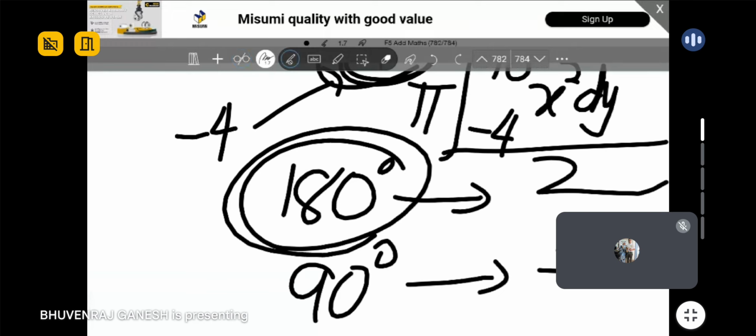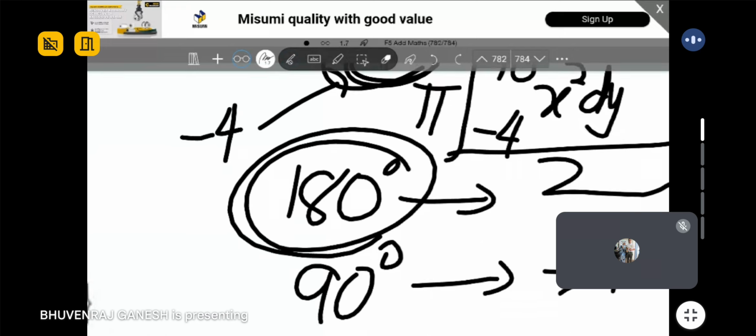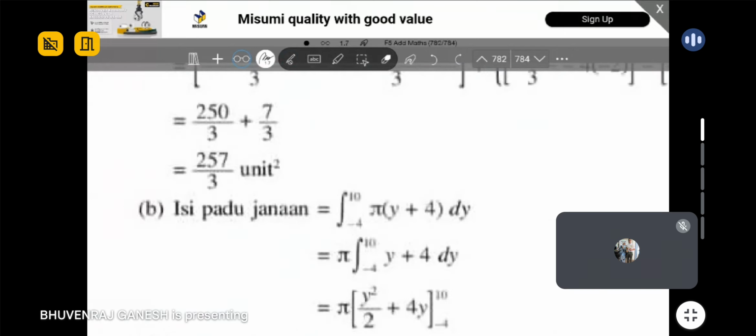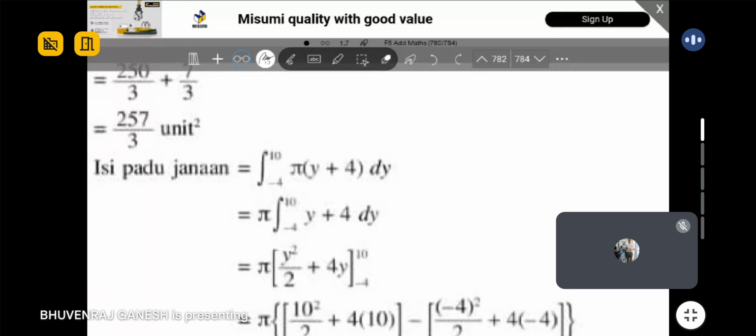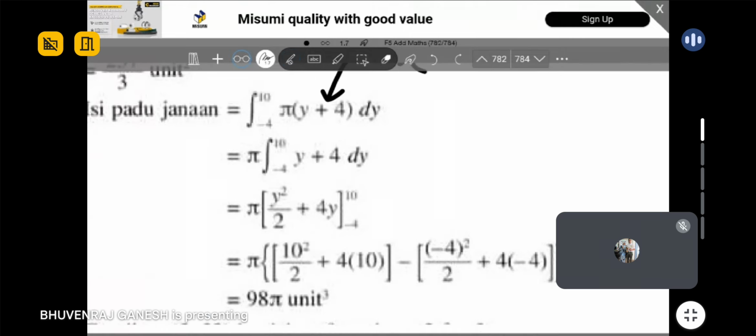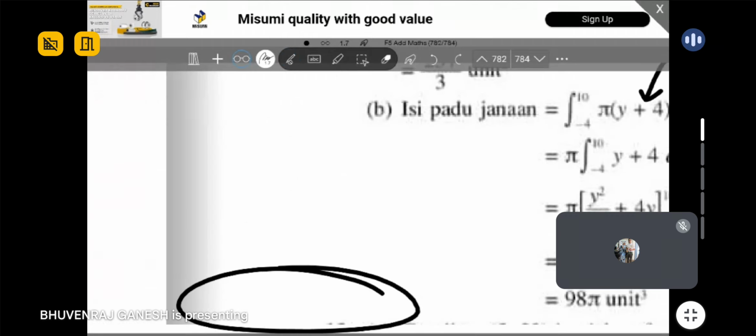Okay, so everything same concept only. Okay, you will get the same answer. Okay, so yeah, so this is your integration. So this term over here is x squared. Okay, because the formula is x squared dy. Okay, so you need to rearrange your equation. Susun balik. Okay, so final answer, you will get a very nice value, 98 pi unit cube. Okay, guys, clear? For question number 12, boleh dapat?